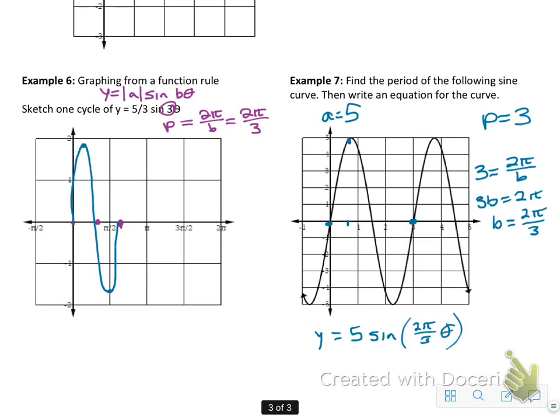And that's the answer. Now, you can always put that theta in the numerator if you'd like. We can write it as 5 sine of 2 pi theta over 3, and that means the same thing.